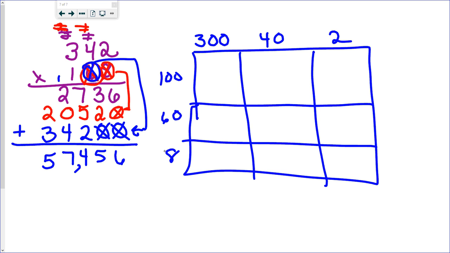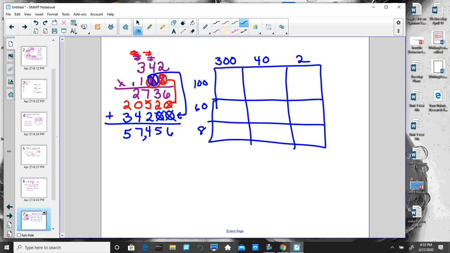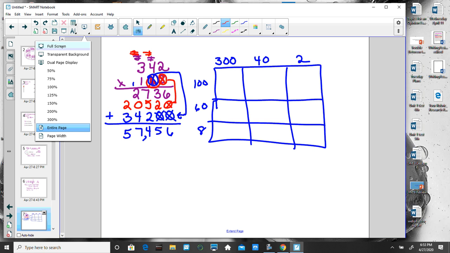168. All right, we broke them out into expanded form like this. Now what you're going to do is just use it like a multiplication grid, and this is what you see.